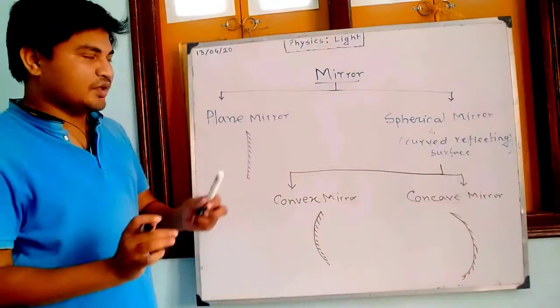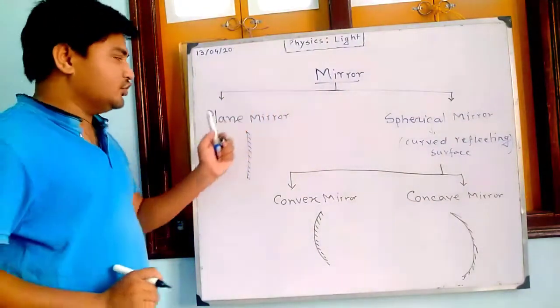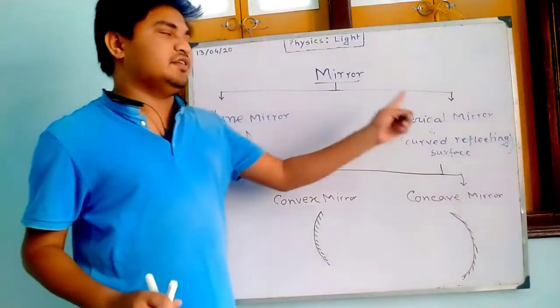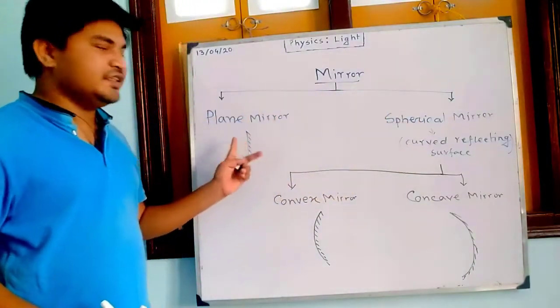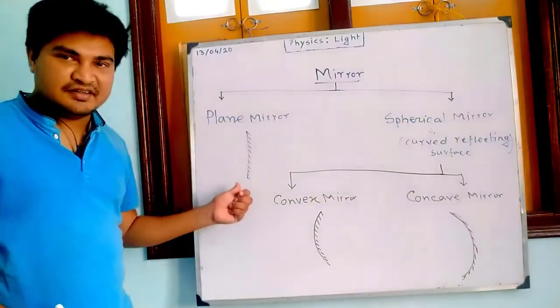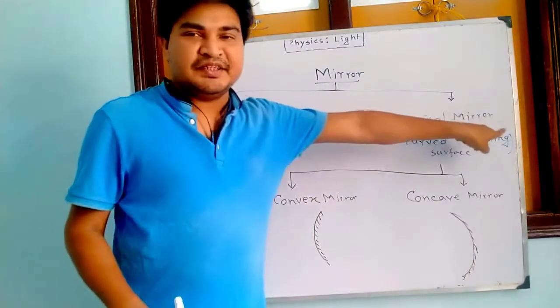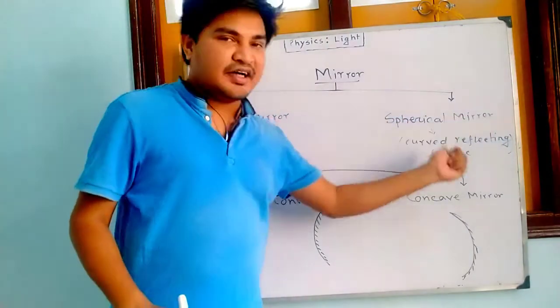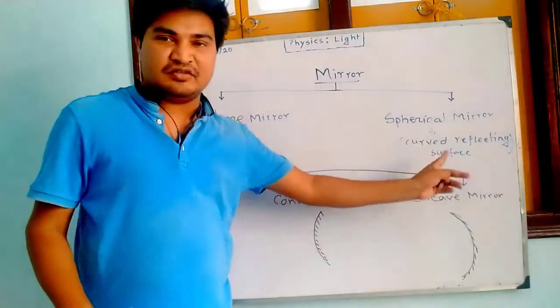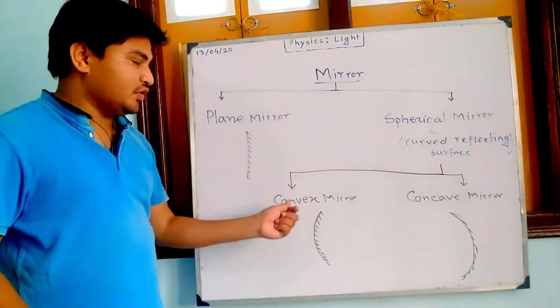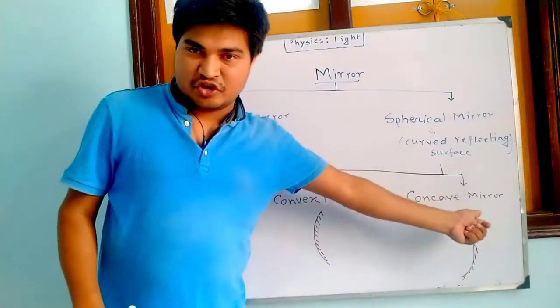So once again, mirrors are classified into two different groups. One is plane mirror and another is spherical mirror. A plane mirror is a type of mirror that has a flat reflecting surface. And a spherical mirror has a curved reflecting surface, which can also be divided into two different groups. One is convex mirror and another is concave mirror.